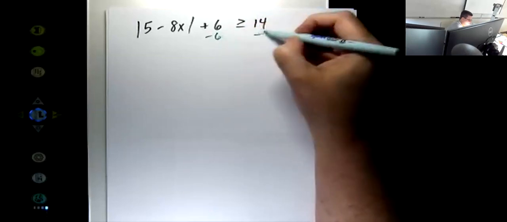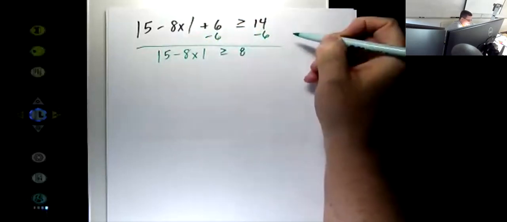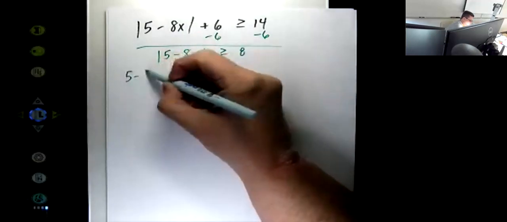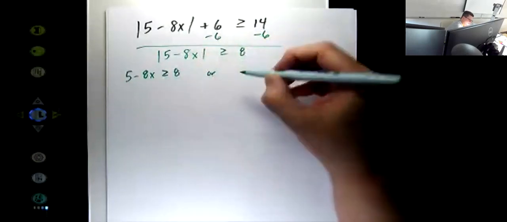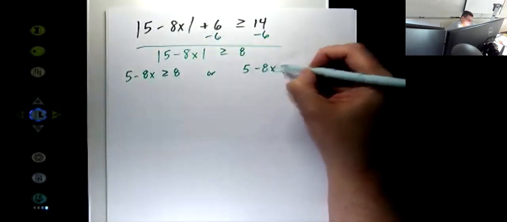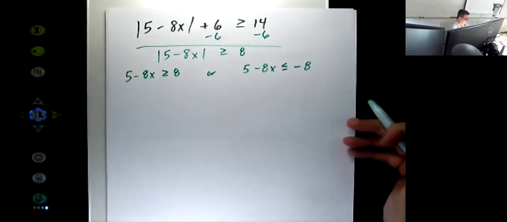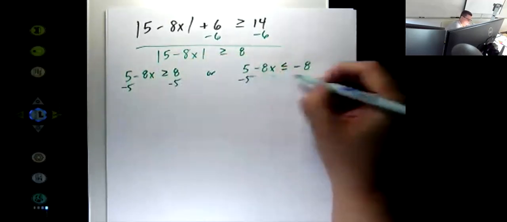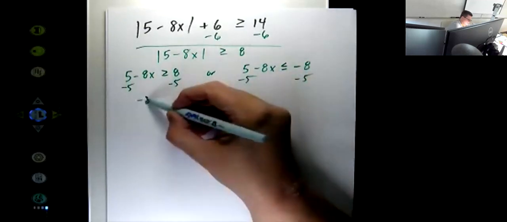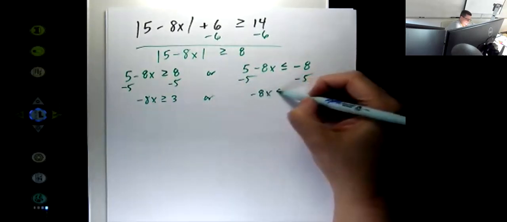Alright. Subtract 6 from both sides. The absolute value of 5 minus 8x is greater than or equal to 8. So this turns into two forms. 5 minus 8x is greater than or equal to 8, or 5 minus 8x is less than or equal to negative 8. Subtract 5. I get negative 8x is greater than or equal to 3, or negative 8x is less than or equal to negative 13.